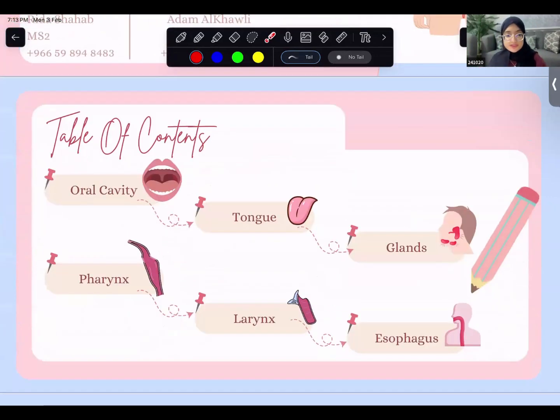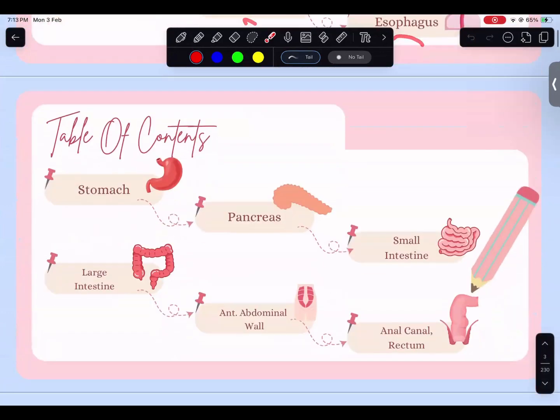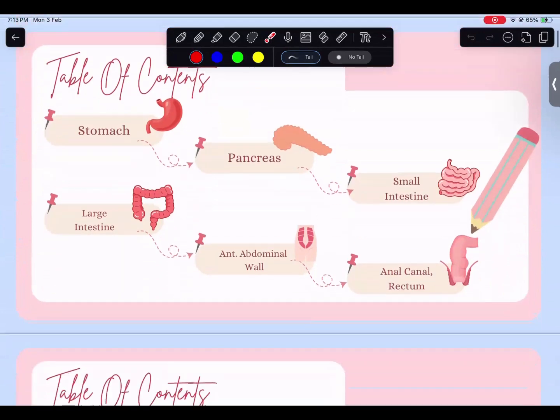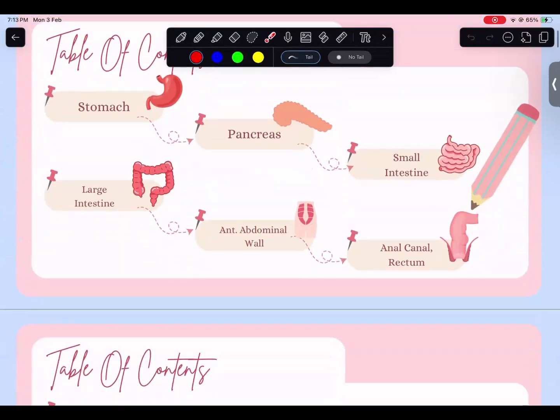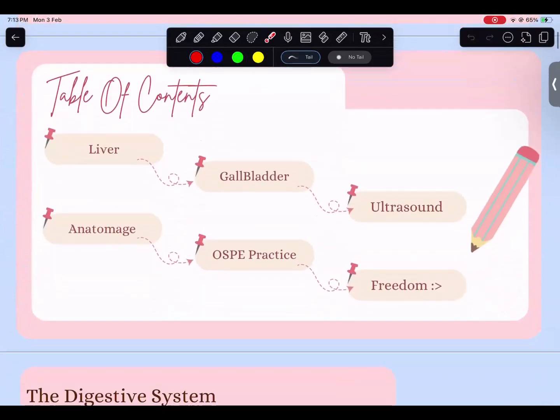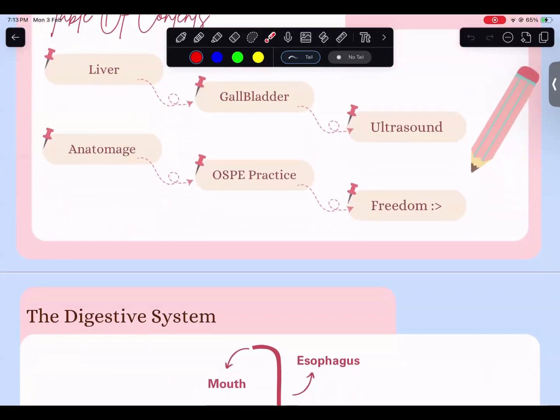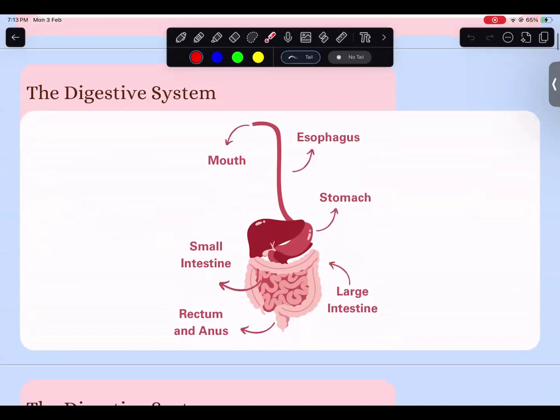Let's start. Bismillahirrahmanirrahim. So this is our table of contents. We're going to do the oral cavity, tongue, glands, pharynx, larynx, and the esophagus. Then we're going to start with the stomach, pancreas, small intestine, large intestine, anterior abdominal wall, anal canal, rectum. Then we're going to go to the liver, gallbladder, ultrasound, and anatomy, and that's pretty much it. There are going to be practice questions throughout the OSPE review, and we're going to give you some time to solve them. All right, so let's start.